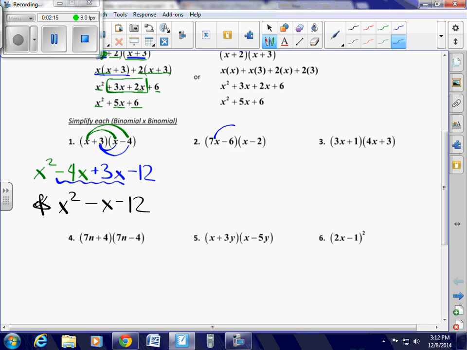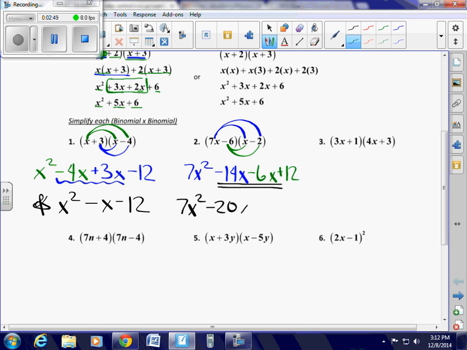Number 2, 7x times x. Well, that would be 7x squared. 7x times negative 2, negative 14x. Then you're going to do the same thing with the negative 6. Negative 6 times x, negative 6x. Negative 6, now remember you're multiplying here. Negative 6 times negative 2, positive 12. Two middle terms are going to be combined. 7x squared, negative 14 minus 6, negative 20x plus 12. Final answer.